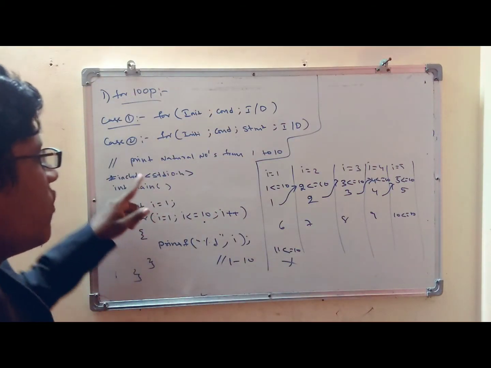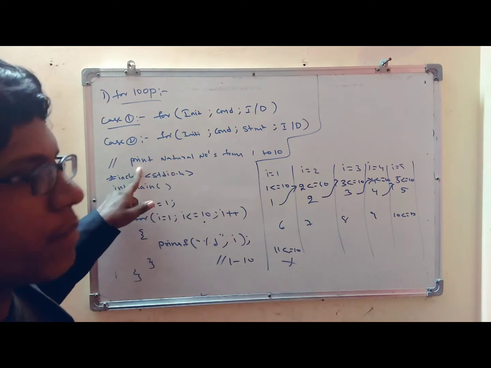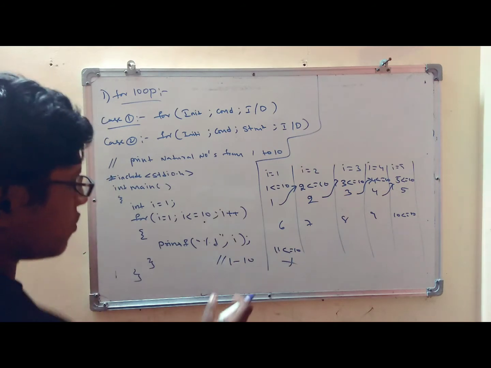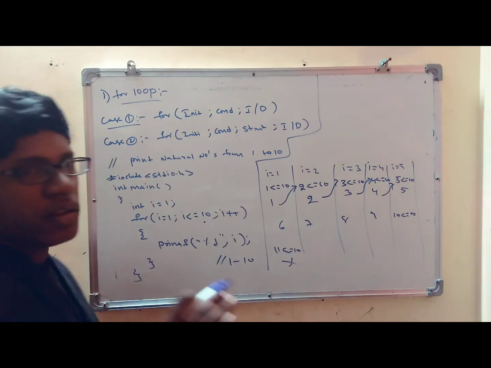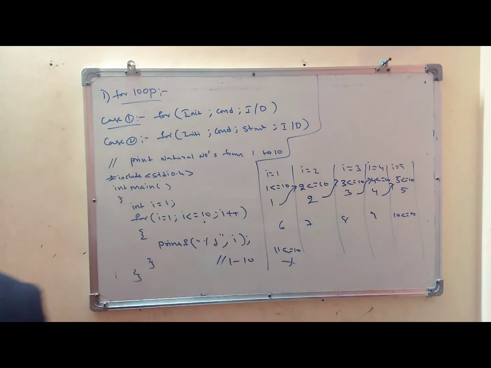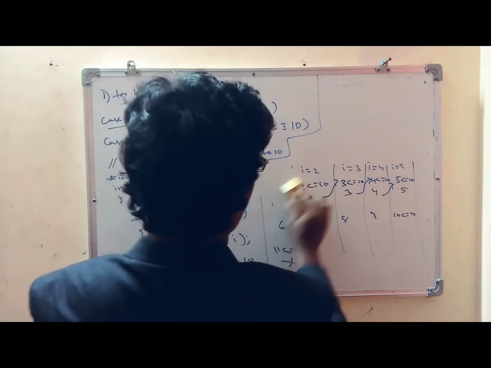Okay. So my aim is to print the natural numbers 1 to 10. So it will print 1 to 10 only, not 11 to 20. Okay. So now I will explain a flowchart based on this program.